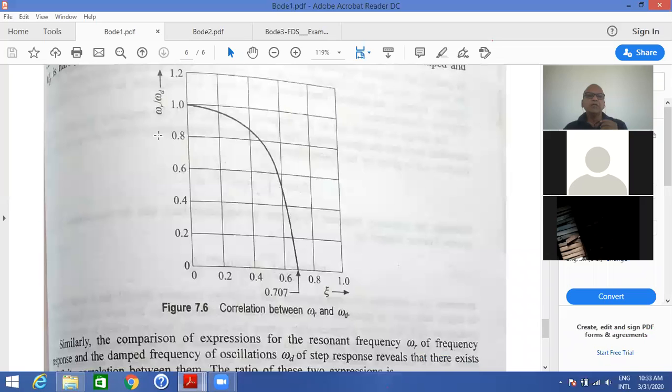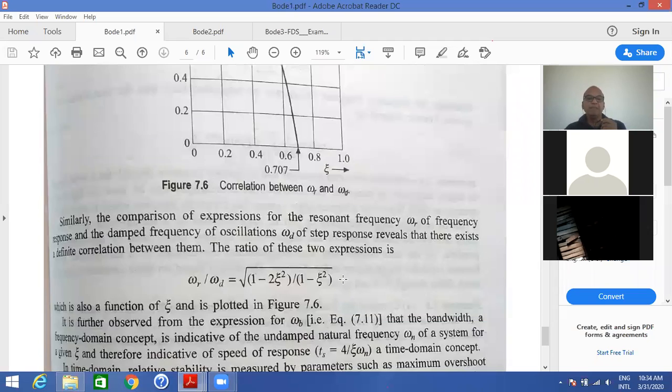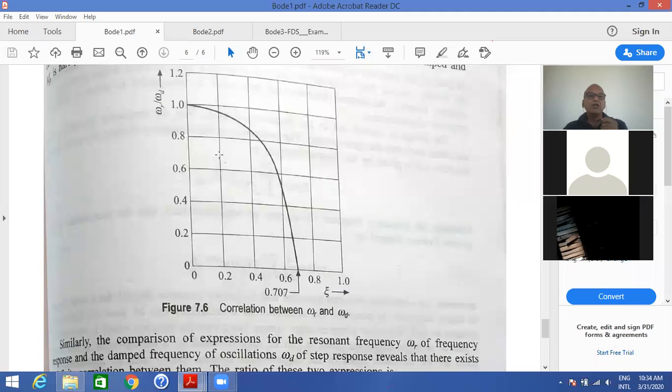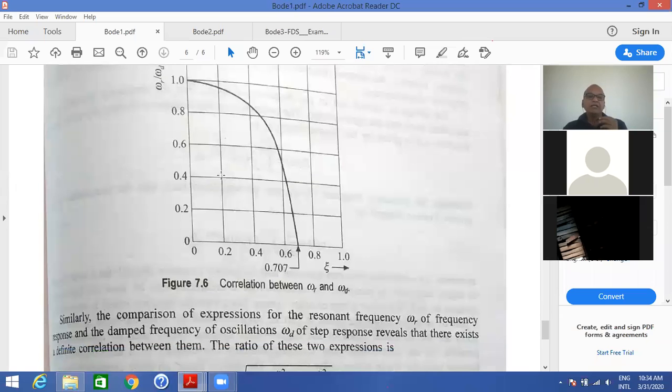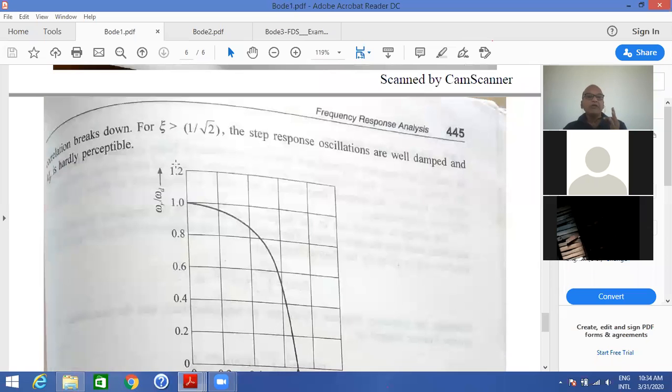This is again ωr upon ωd. ωd is nothing but the damped oscillator frequency derived in case of the time response analysis. ωr is nothing but the resonant frequency. And here is the correlation between ωr and ωd. That is, ωr was already derived in the above slides. Here ωd was already derived in case of the time response analysis.